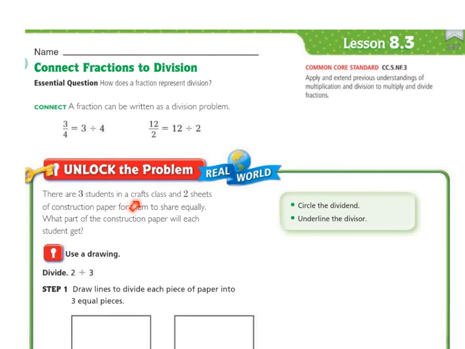There are 3 students in the craft class and 2 sheets of construction paper for them to share equally. What part of construction paper will each student get? Let's circle the dividend first. The dividend is 2. Then underline the divisor. The divisor is going to be 3. So I have 2 divided by 3, right?